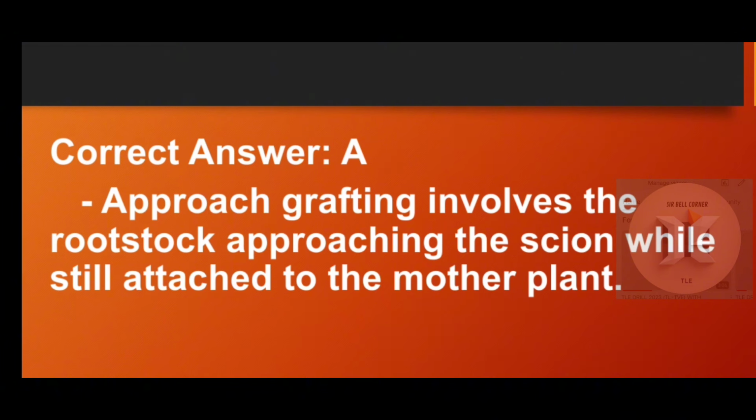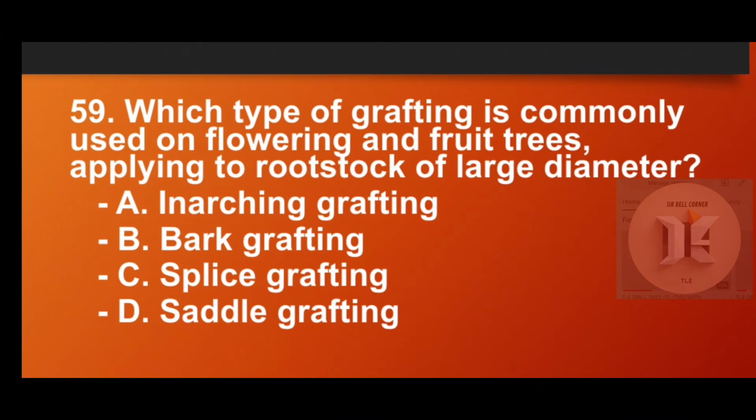Correct answer. A. Approach grafting involves the rootstock approaching the scion while still attached to the mother plant. 59. Which type of grafting is commonly used on flowering and fruit trees, applying to rootstock of large diameter? A. Inarching grafting. B. Bark grafting. C. Splice grafting. D. Saddle grafting.